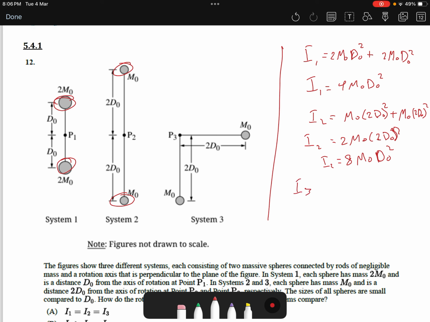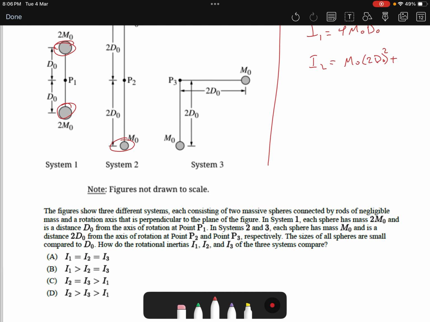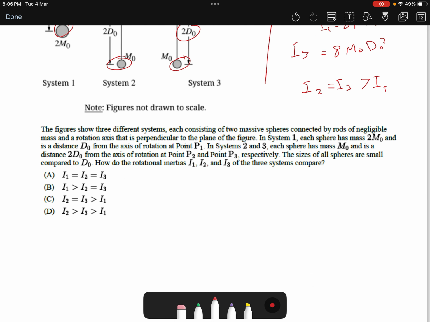I3 also, as you can see, there is m0 and 2d0, so it will be the same process as I2. So it will be 8 m0 d0 squared. That means I2 equals I3, and both are greater than I1. So the answer is C.